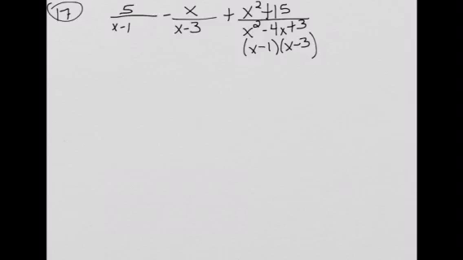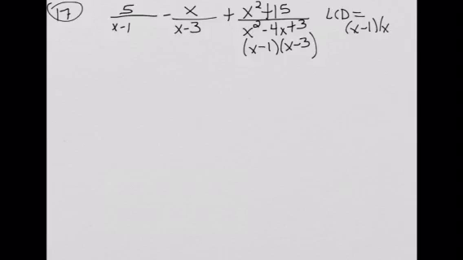Alright, so guys, here we have 17. Again, we're doing the same thing, just adding and subtracting rational expressions. And so what I did, I went ahead and factored that last one anyway, and I saw that it was x minus 1, x minus 3. And so that tells me that exactly is what my LCD is: x minus 1, x minus 3.